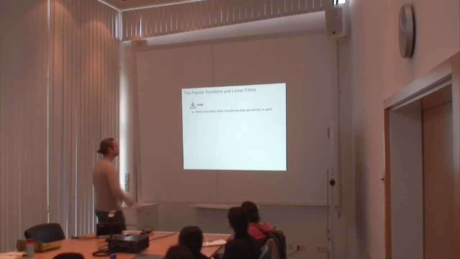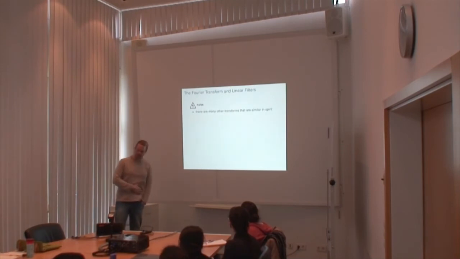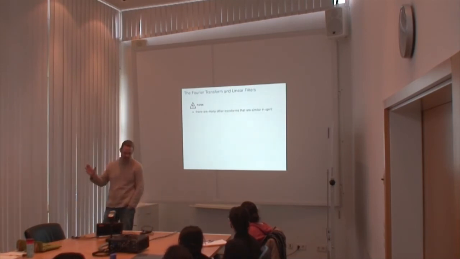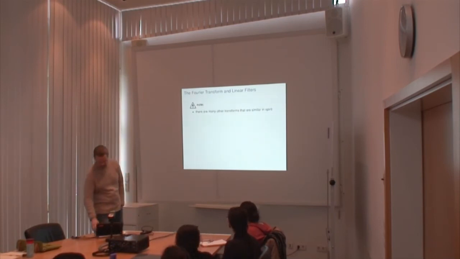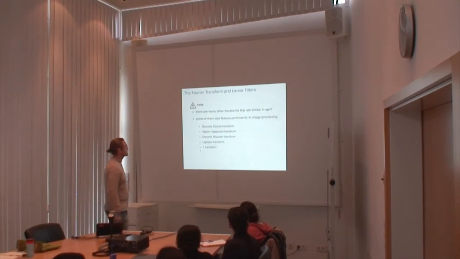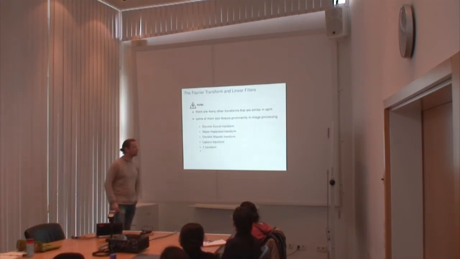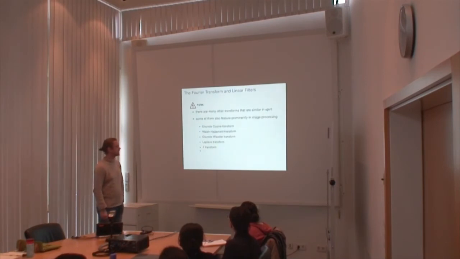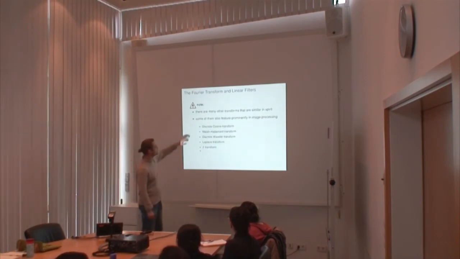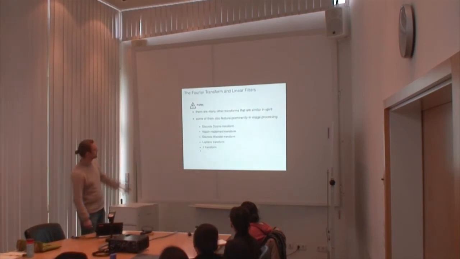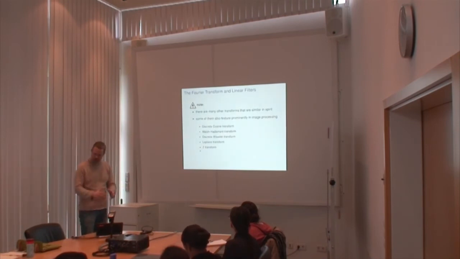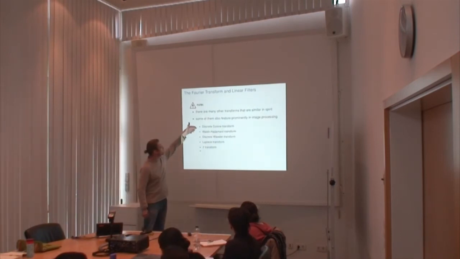Okay, to wrap this up, I have to point out that there are numerous other hammers out there. There are many, many other transforms that are similar in spirit, and some of them are indeed very important in the area of image processing. Probably the most important one from a very practical point of view is the discrete cosine transform, because this one is actually at the heart of the JPEG compression algorithm.